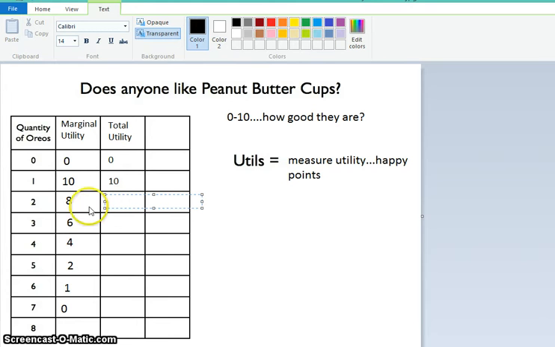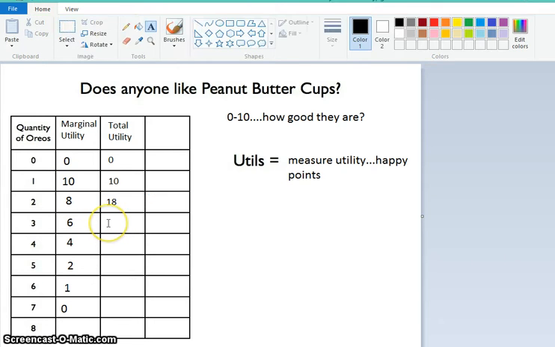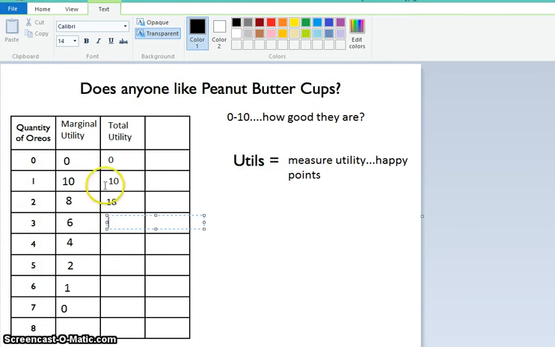Anybody? Some people might say 16, Mr. Sutton. 16. 8 times 2. No. How much utility did you get from the first one? 10. How much utility did you get from the second one? 8. Well, that looks like it's 18 to me. So now this 18 represents the utility you've received from eating not just the first Oreo, but the first and the second Oreo.